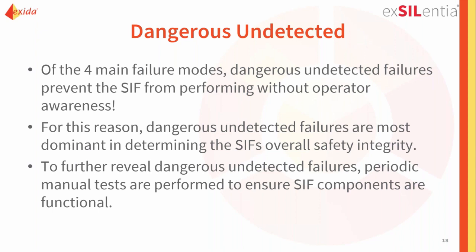So when we look at the overall safety integrity of a safety instrumented function, we will see that it's primarily dictated by those dangerous undetected failures. And in order to address that, we are performing periodic manual tests to reveal failures, dangerous undetected failures, that are not revealed during normal operation. So that's the objective of a proof test. We're not really trying to prove the functionality of the safety instrumented function. We're trying to detect any dangerous undetected failure that is not revealed during normal operation.